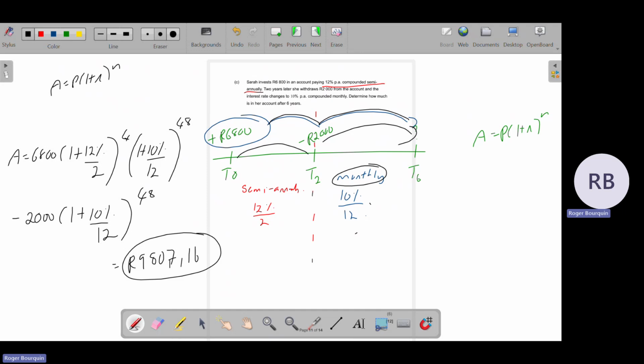Right, are we all good with that, guys? So what's the key idea? Draw your timeline, set your timeline properly, take each amount to the end of the timeline. Everyone got that? Okay. Right.